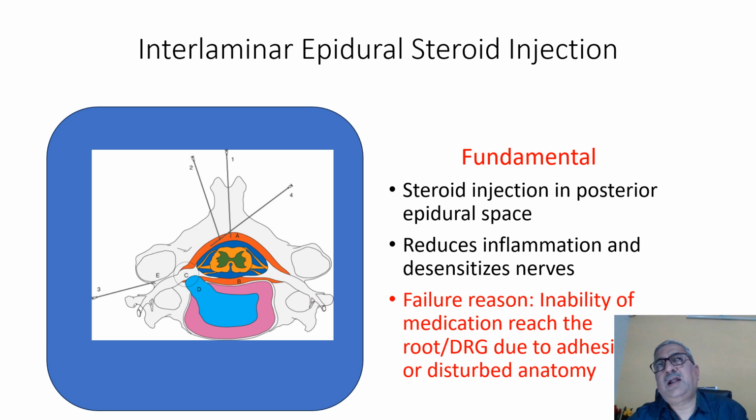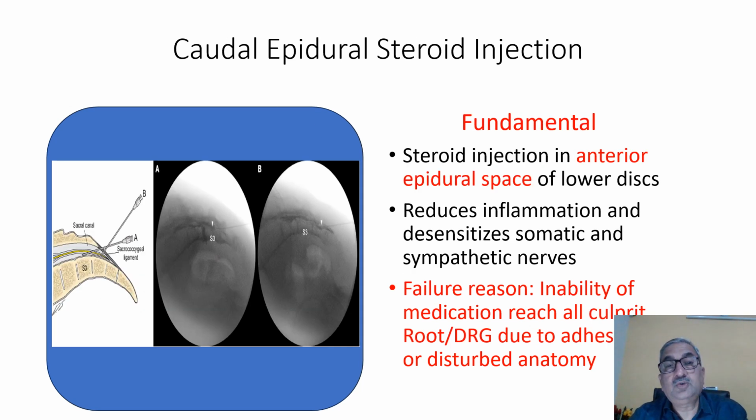Interlaminar epidural steroid. The basic idea is to put the epidural steroid injection. Okay, it can be interlaminar, it can be transforaminal, or it can be caudal. So what do you do in interlaminar? This, as anesthetists, we have been doing over the years, right? Basically, either midline or paramedian approach, you try and put the medicine in the posterior epidural space, hoping that it will go laterally and anteriorly and target the nerves which are irritated and would reduce the hypersensitization. Okay, this is local anesthetic with steroid. There can be failure because many times, because of adhesions or disturbed anatomy, the medicine may or may not reach the target. Same thing is true for caudal epidural.